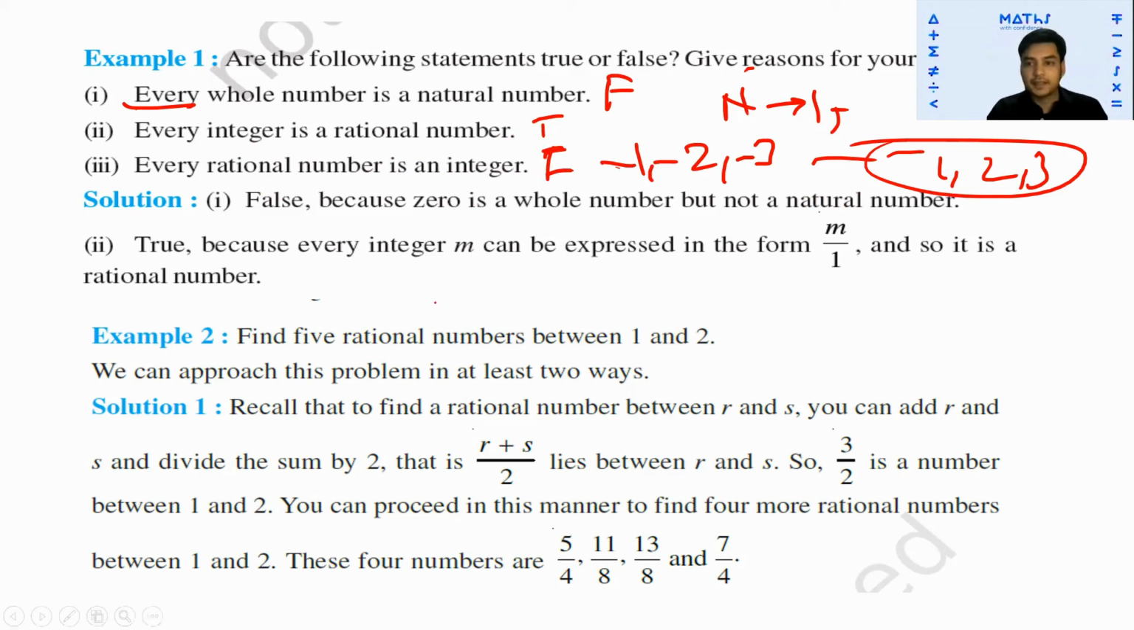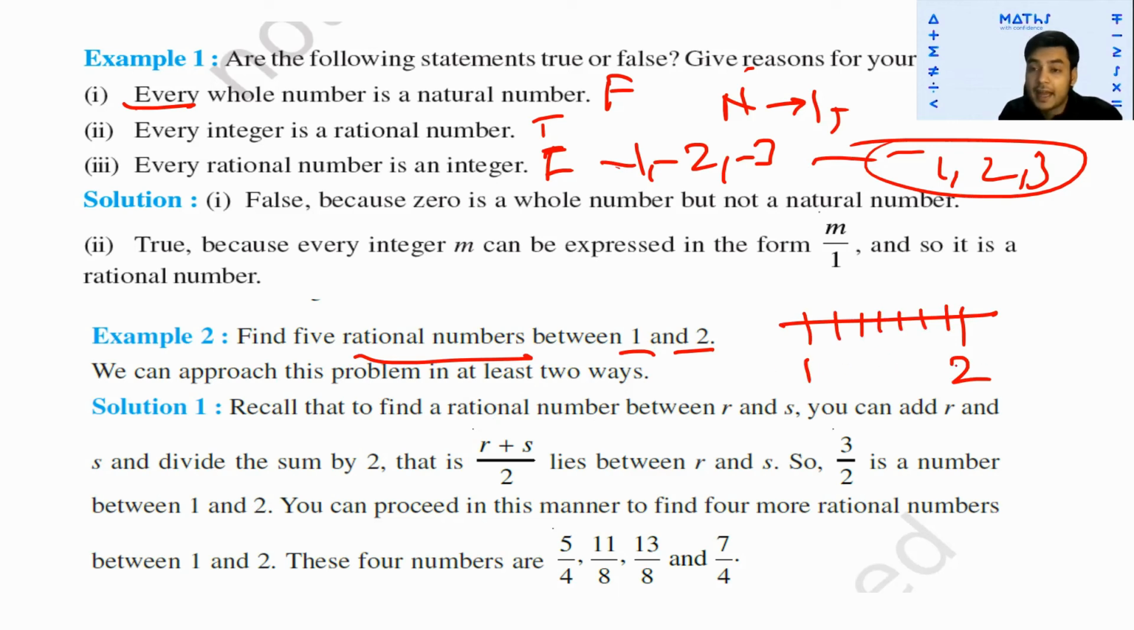Another example coming up here is: find 5 rational numbers between 1 and 2. You can approach this in two ways. Suppose this is 1 and this is 2. You can find points between them. How? Take the average of 1 and 2. So what is it? 1 plus 2 by 2, so it is 3 by 2. So you will get this point.